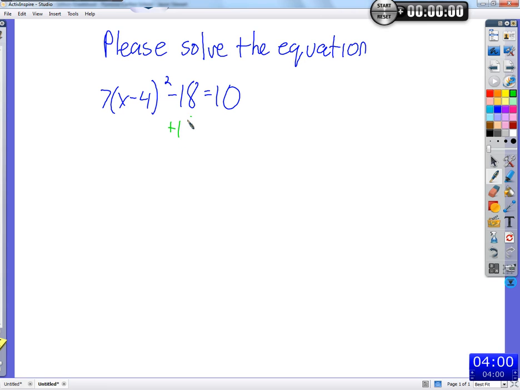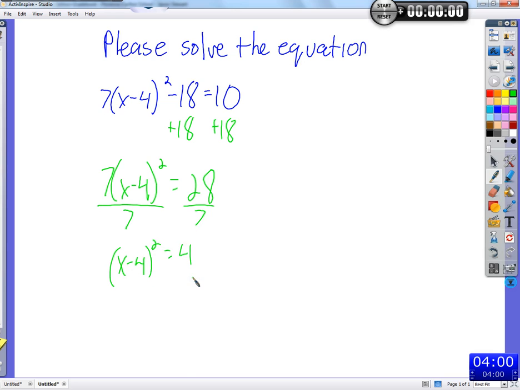So we add 18 to both sides: 7 times (x minus 4) squared equals 28. Remember, what we want to do is take the square root of this quantity squared, but before we can do that, let's divide by 7. It makes it easier. And (x minus 4) squared equals 4. Take the square root.